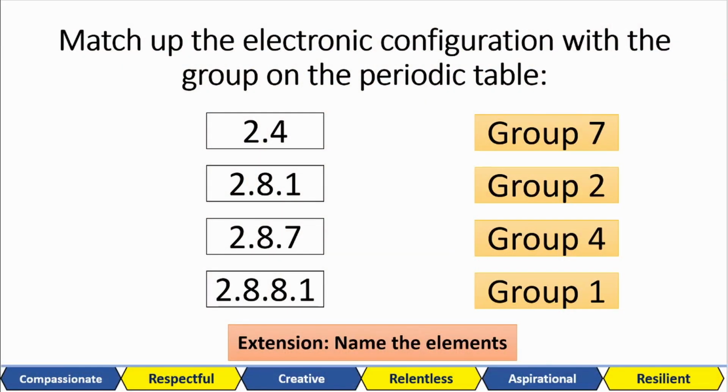Excellent. Here I have the electronic configuration of 4 different elements. See if you can match them up with the group number that they're in. And if you have a periodic table at hand, see if you can work out which elements these are. The only hint I'm going to give you is that the total number of electrons is equal to the total number of protons in a neutral atom.